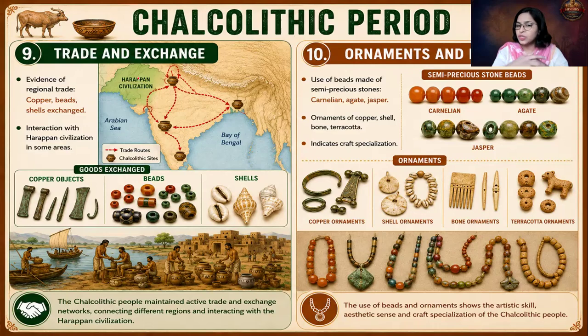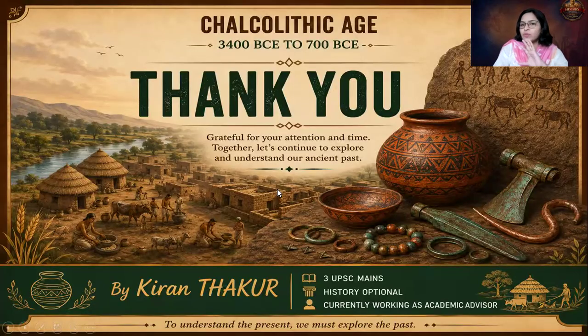Fine. So you can see over here the copper ornaments, copper earrings, copper armlets, shell necklaces, and bone ornaments. You can see over here a comb-like structure. Then terracotta toys are also there, and these are the different necklaces which were worn during the Chalcolithic Age. So we have covered the Chalcolithic period comprehensively.